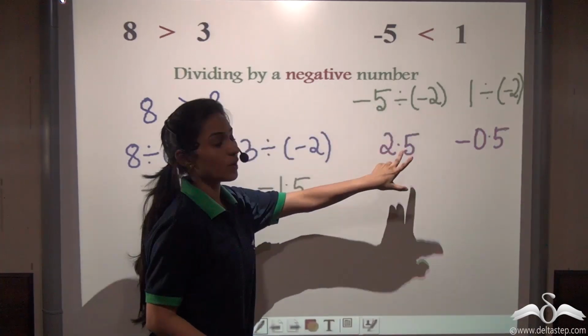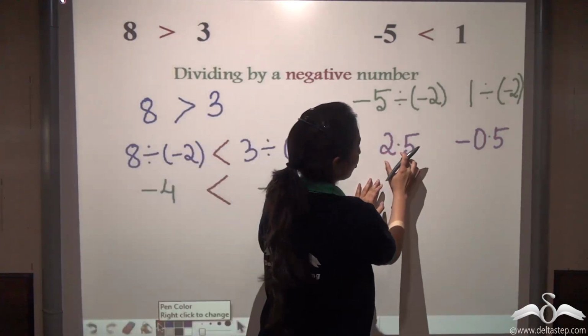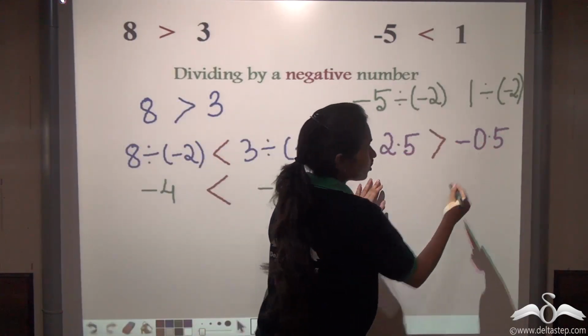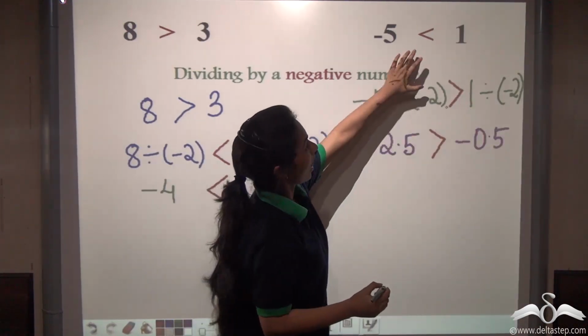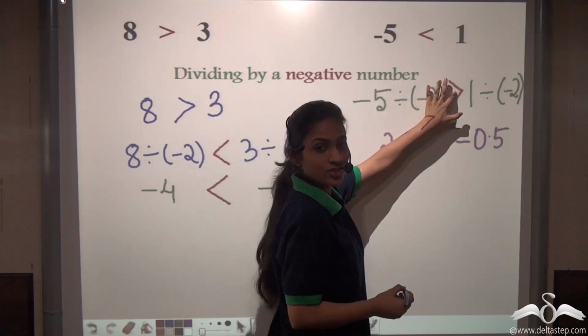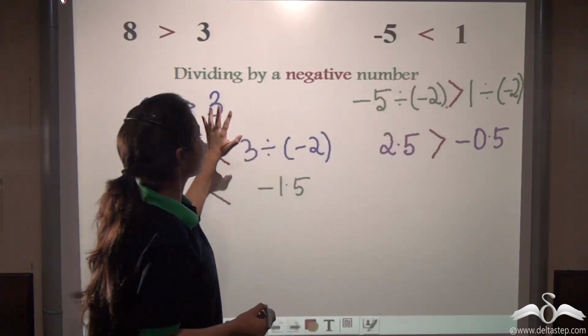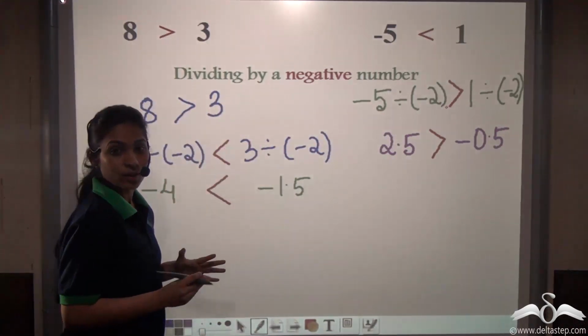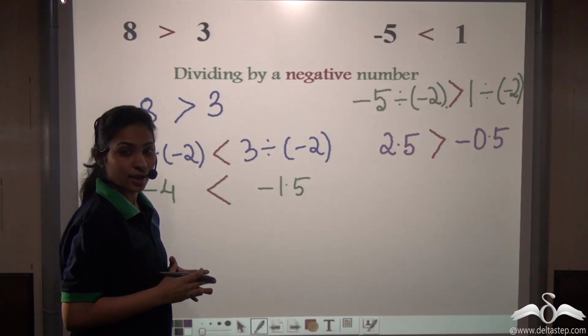Now tell me, which one is greater? Well, you can see that 2.5 is greater than minus 0.5. Similarly, we'll put this sign here. Has that sign remained the same or has it changed? Well, again, you can see it has reversed. So that means dividing by a negative number on both sides of an inequation will reverse the sign of the inequation.